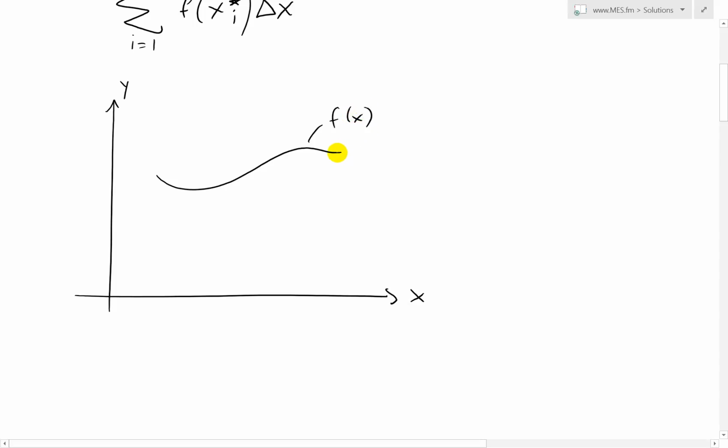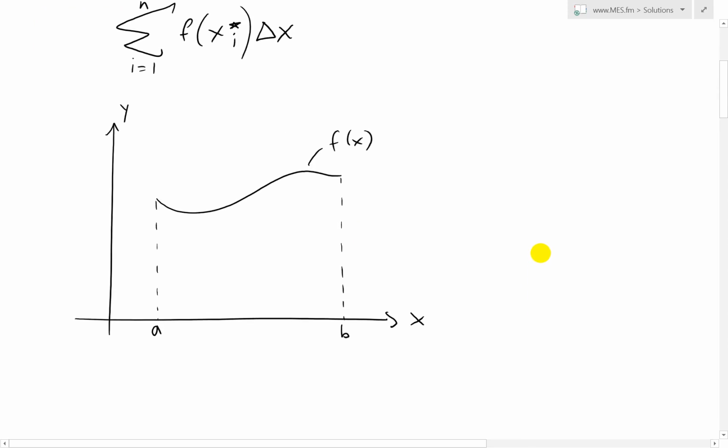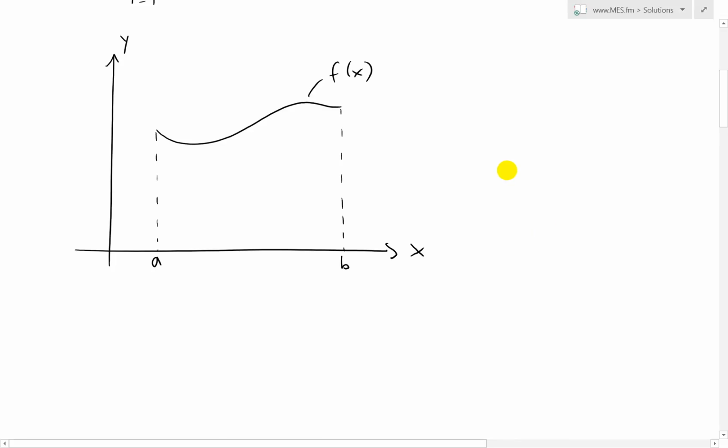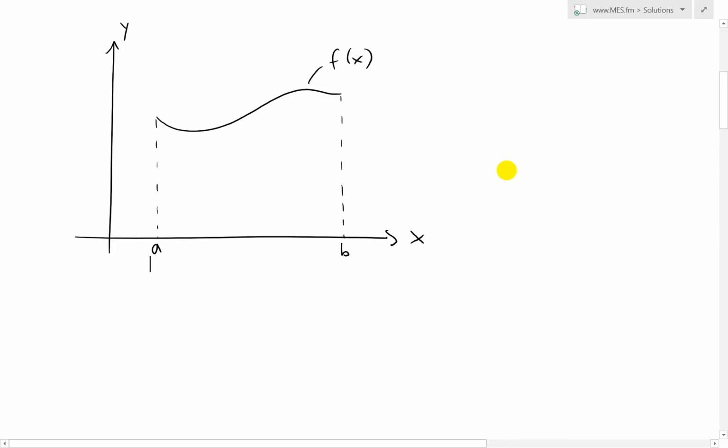Then at this point here we have the point x equals b, and this point here is x equals a. Now the idea of the Riemann sum is, if we were to try to find the area underneath this curve, we're going to sum up a bunch of rectangles. So let's draw a bunch of rectangles like this. That's one, and here let's get one like this, all of them exactly the same width, delta x. I'll draw this delta x like that, etc.